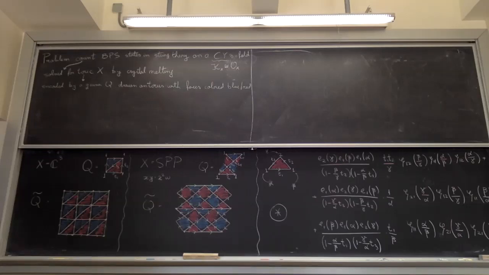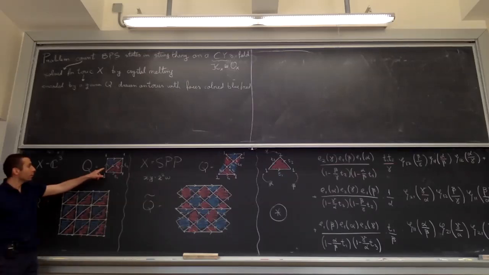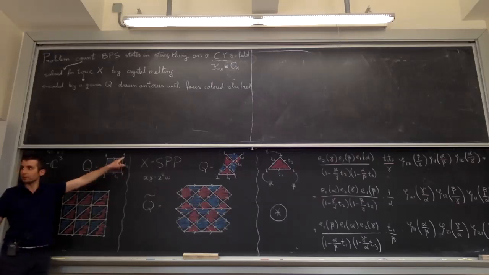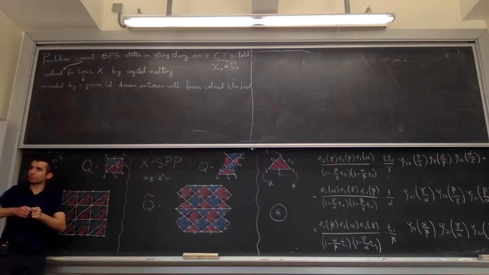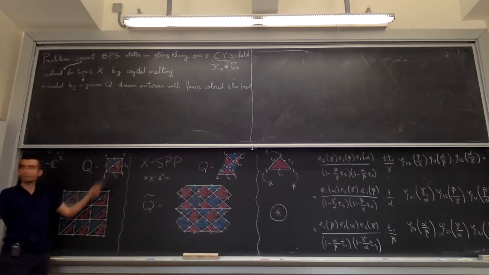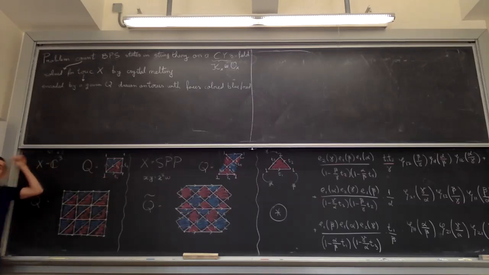Not really, from that picture. A quiver is drawn on a torus, and I'm marking a single node. The edges are always a straight line between the nodes, but because I'm on the torus, this is... Oh, yeah, yeah.